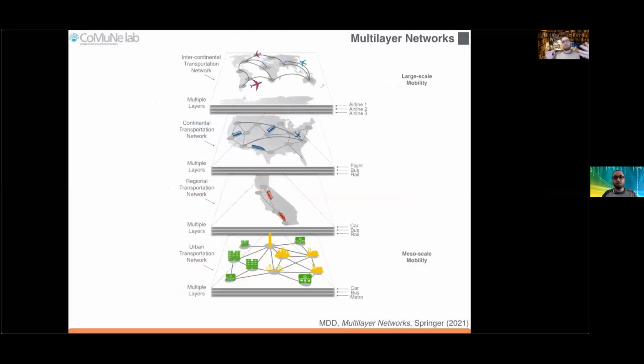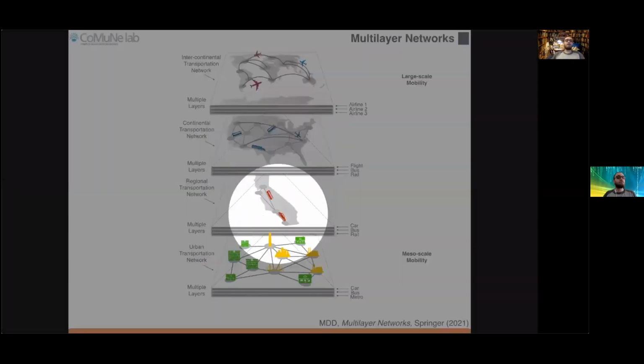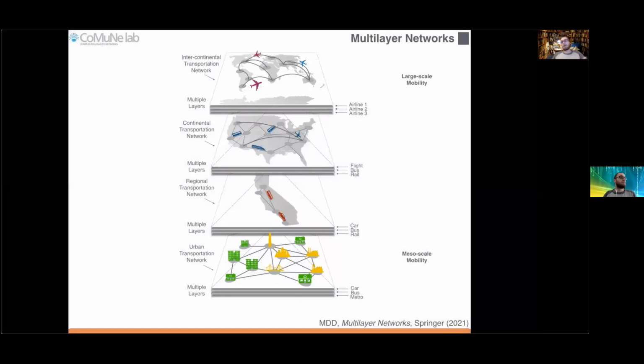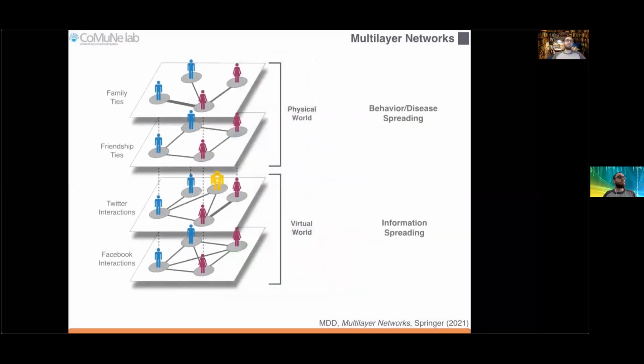But you can have this very same paradigm also for transportation systems, using more or less the same logic across scales. You can go from the lower level of description within a city, where the layers can be road networks, bus networks, or the tube, for instance. And then you can go across scales up to describe, for instance, the intercontinental transportation network for large-scale mobility.